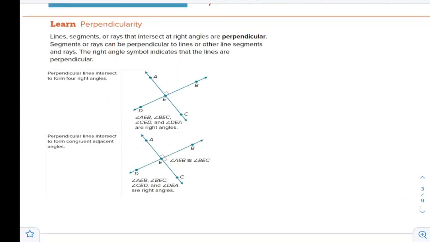Perpendicularity, يعني التعامد. We have studied the word perpendicular. Perpendicular means it intersects at a right angle, متعامد عليها. It shows the right angle very clearly here. So perpendicular lines intersect to form 4 right angles.